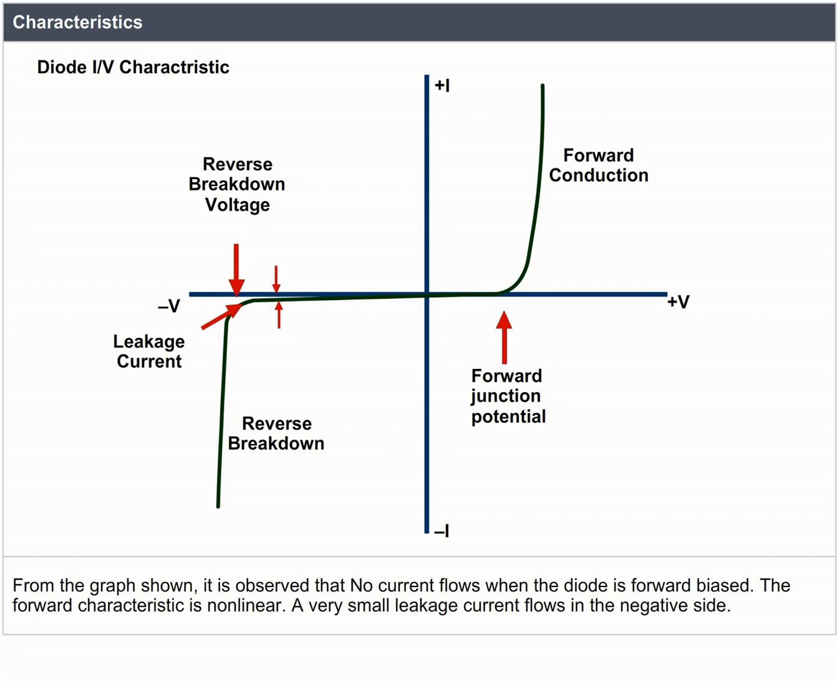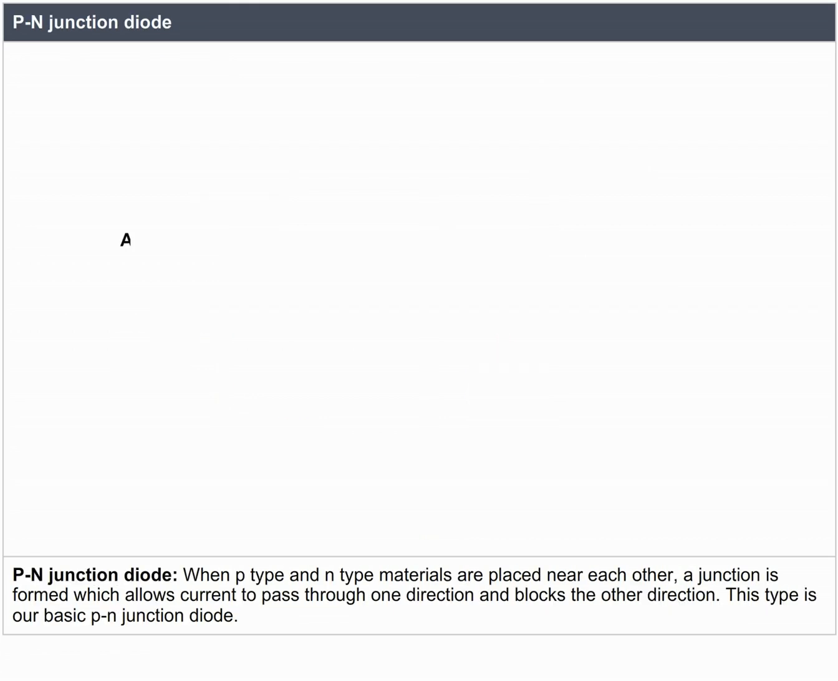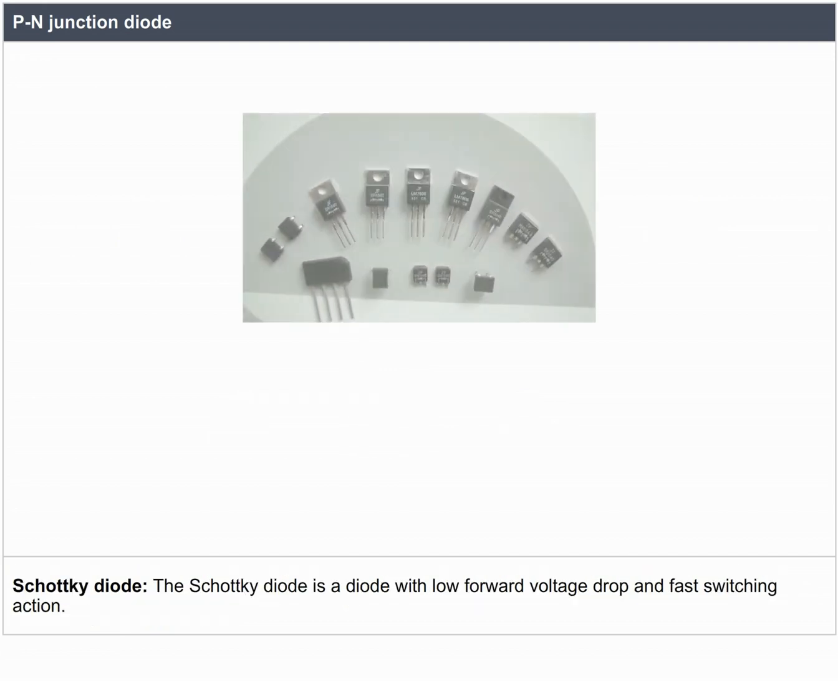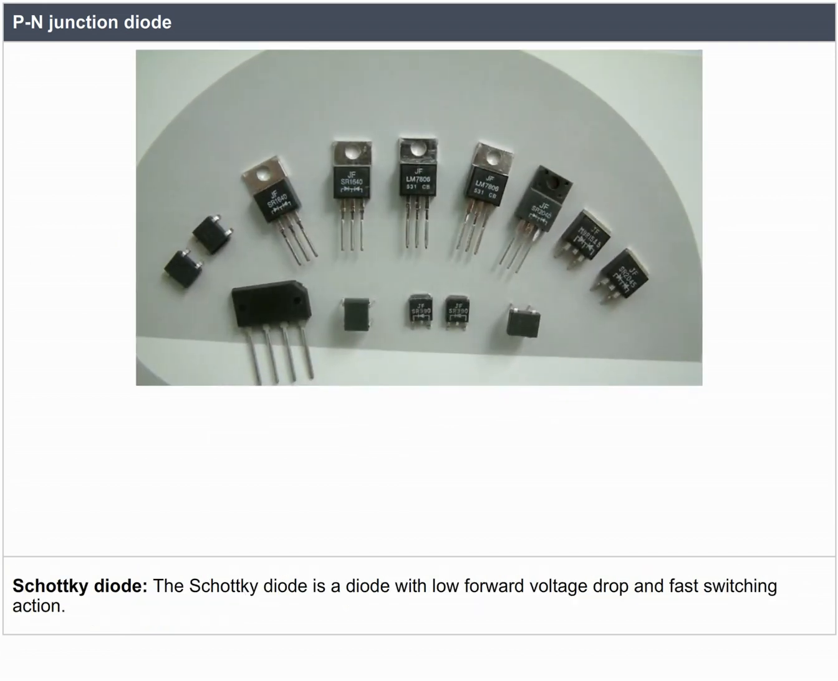P-N junction diode. When the P-type and N-type materials are placed near each other, a junction is formed which allows current to pass through one direction and blocks the other direction. This type is our basic P-N junction diode. Schottky diode. The Schottky diode is a diode with low forward voltage drop and fast switching action.